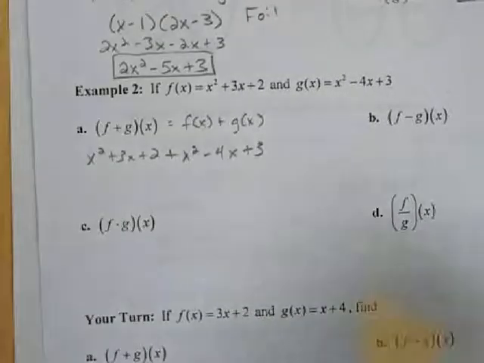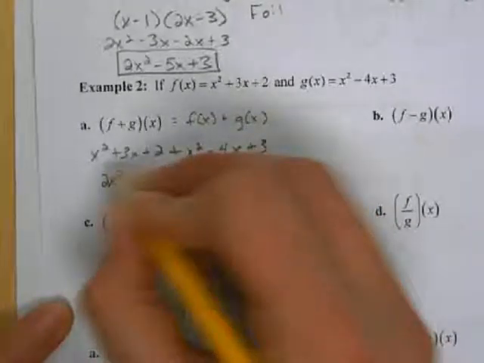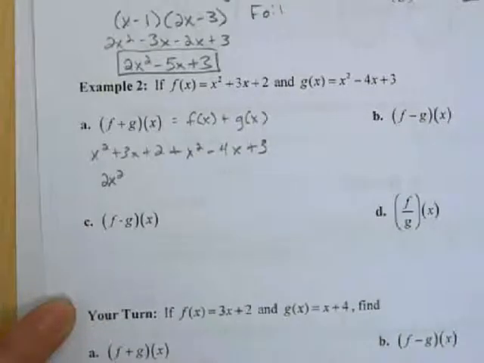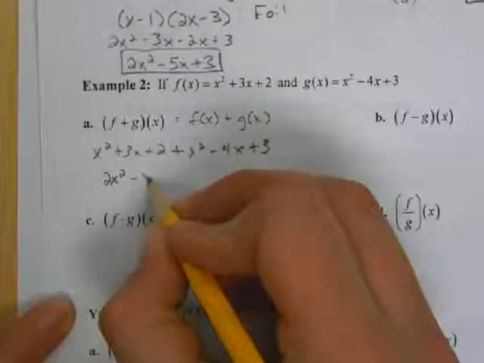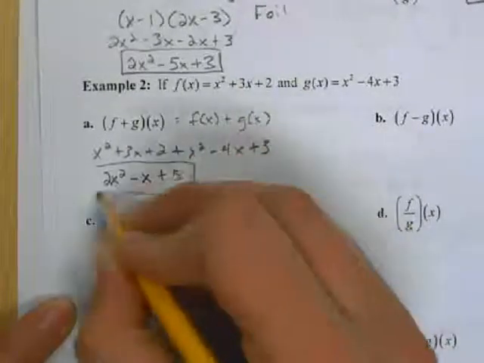So, here, x squared and x squared, that makes 2x squared. Remember, when you're adding, you keep the variables the same, keep the exponents the same, you just add the number in front. So that gives me 2x squared. Positive 3x and negative 4x is negative 1x, and positive 2 and positive 3 is positive 5. Okay, combining like terms, that's all you're looking at.